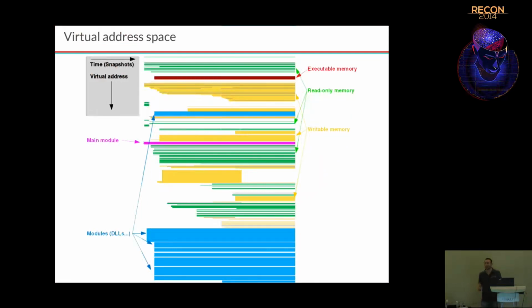So we take one process and visualize every memory region of this process. We use colors to represent the attributes of the memory regions. For example, a red memory region is executable, whereas the green is just readable, and the yellow are writable and readable. Then on top of that, we use layers to annotate the graph further. For example, here you see also the loaded modules and the main module.